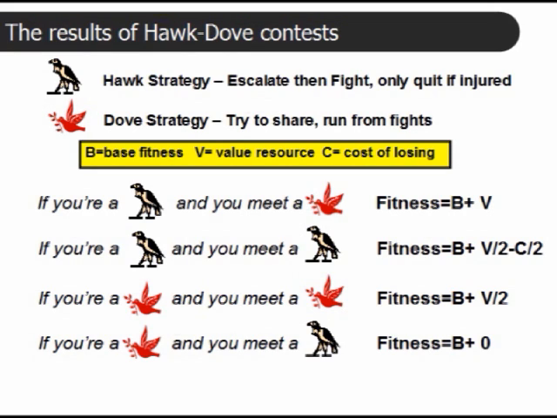Well, you're going to be able to get the resource completely. So your fitness at the end of that is going to be the base fitness that you started with, B, added to the value of the resource V that you got. So fitness equals B plus V.